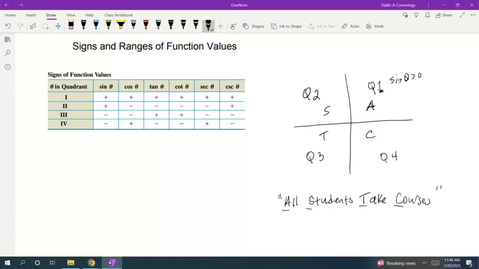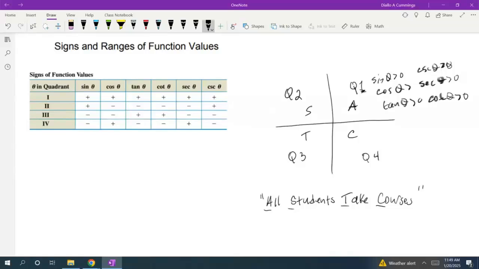The sine is positive, so I'm going to represent positive by writing greater than 0. The cosine is positive, and the tangent is positive, as well as their reciprocals. The reciprocal for sine is cosecant. It's also positive. The reciprocal for cosine is secant. It's also positive. And the reciprocal for tangent is cotangent. And in the first quadrant, it is also positive.